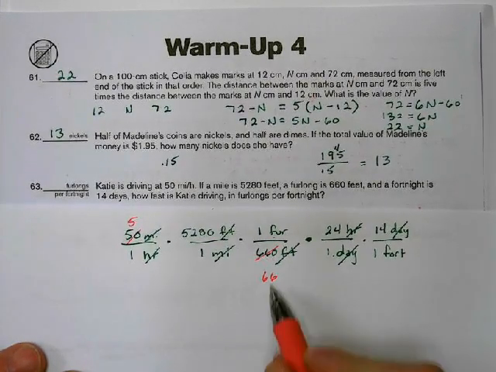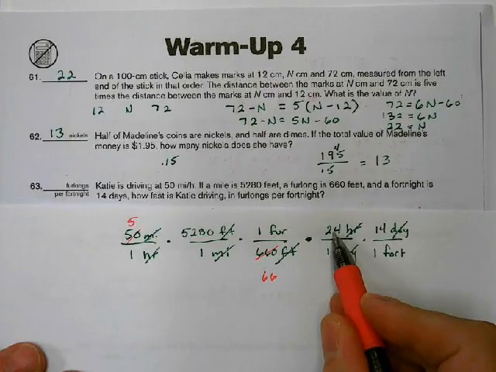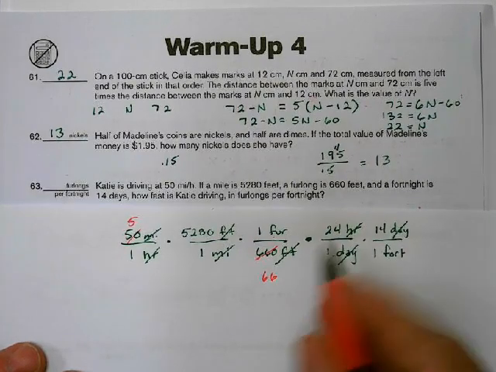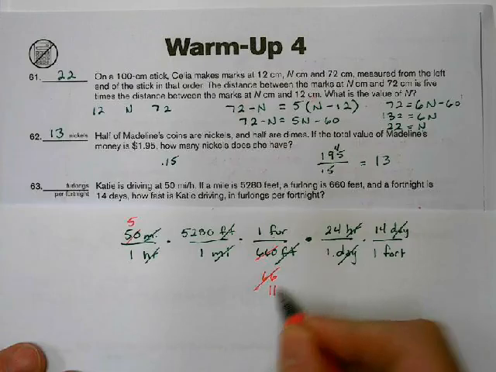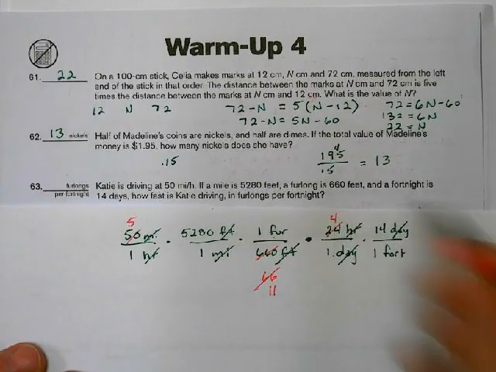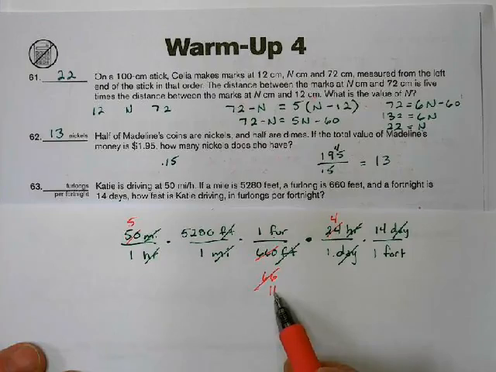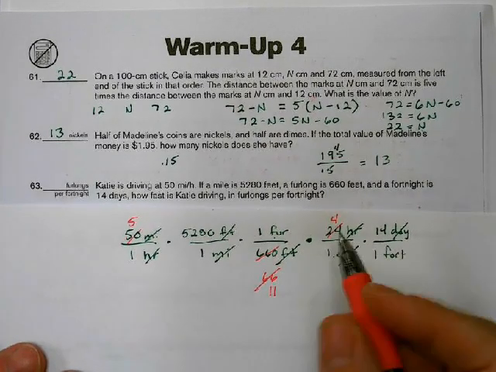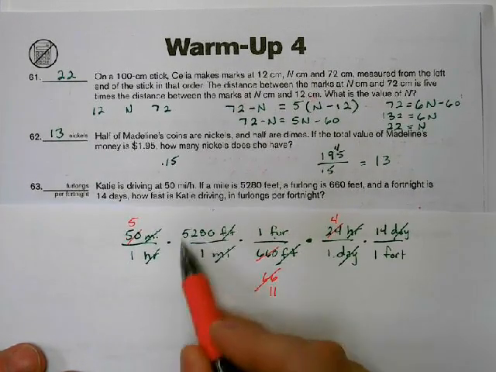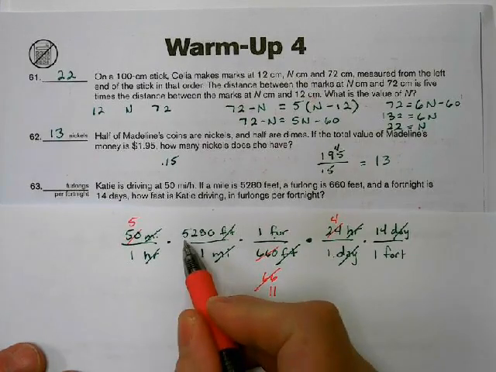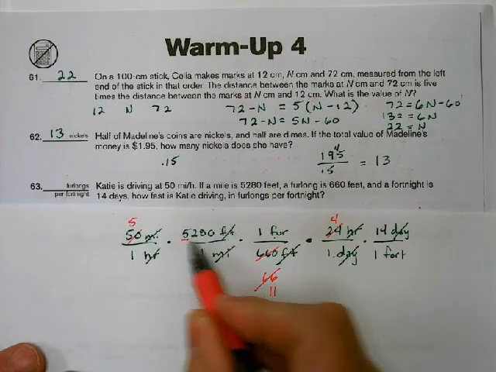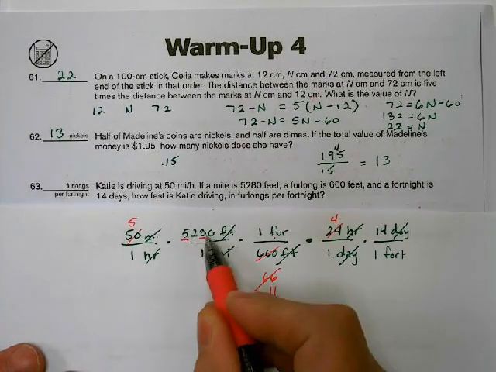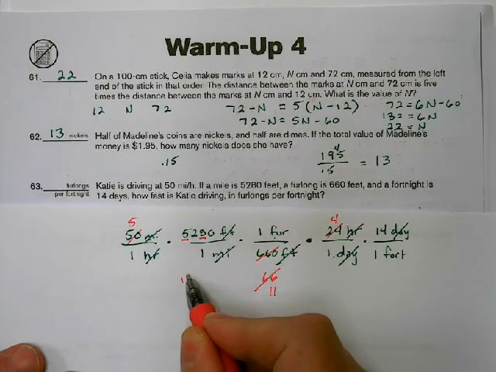Okay, now I've got 66 and 24. I notice that 6 goes into both of those numbers. So 6 goes in here 11 times and 6 goes in here 4 times. Now I've got 11 and I have to ask myself, does 11 go into any of these numbers? And it does. Now I don't know if you know the rules for 11s, but if I look at 5280, if you look at every other number, here we've got 5 and 8. 5 and 8 is 13.